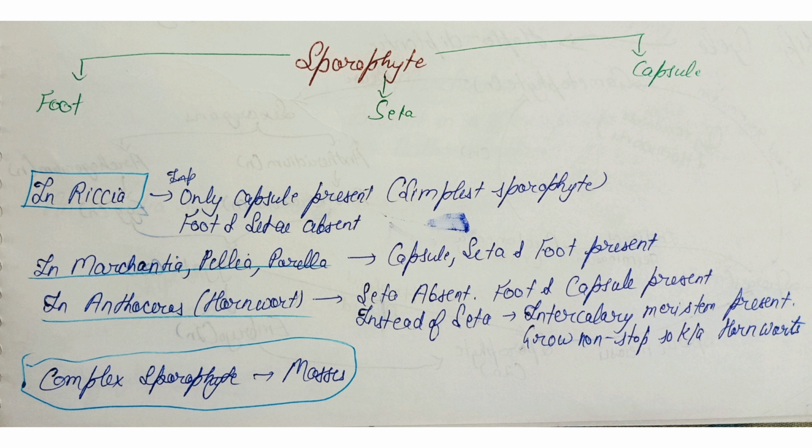In the sporophyte of Anthoceros, seta is absent. One of the most important points is that instead of seta, here the intercalary meristem is present. As we all know, meristems are growing cells, so these grow non-stop and give a very bulky appearance. That's why it is known as hornworts. The most complex sporophyte in bryophytes is seen in mosses.